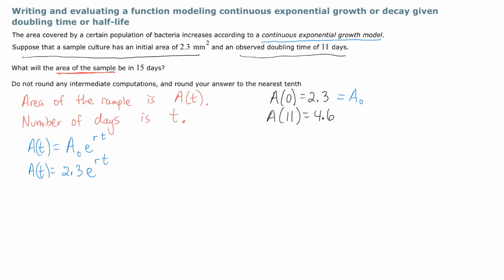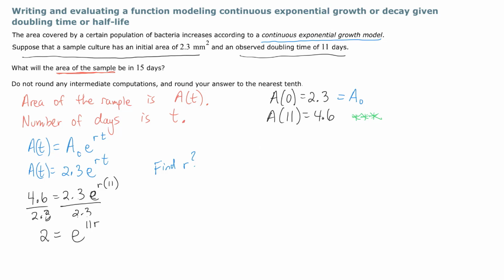So what we're missing is r. How do we find r? We're going to need to use this condition right here, this triple star condition. Very, very important. When t is 11, we know A of t is 4.6. So we're going to put 4.6 over here, 2.3 here, e to the r times 11, and now we're in business. 2.3 is not 0, so we could divide both sides by 2.3. So we get 2 is equal to e to the 11 times r.